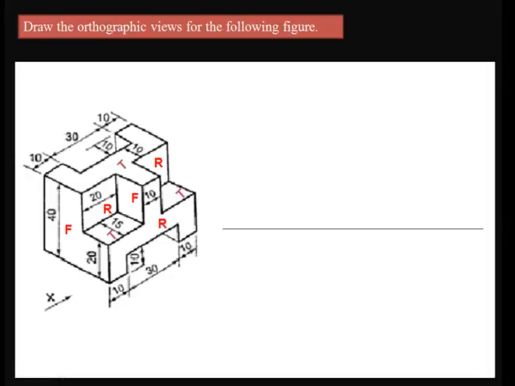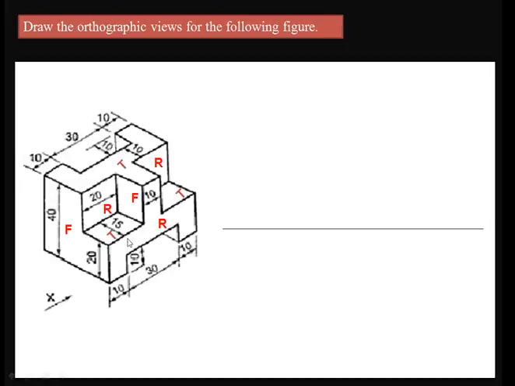So in this video again I would like to explain how to analyze the orthographic views and how to draw the orthographic views, which means front view, top view and side view. So this is an isometric view for a product. For this product we need to draw the orthographic views, means what is the front view, what is the top view, what is the side view.